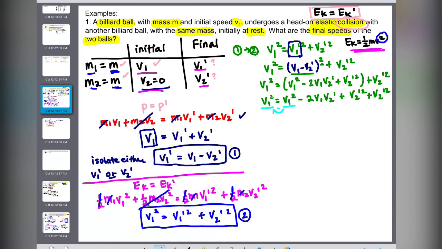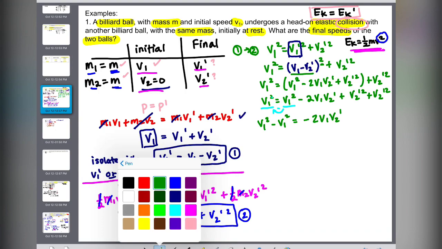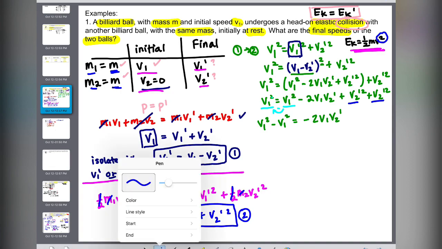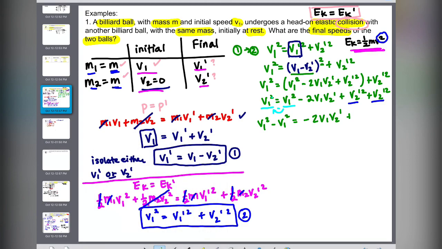But I'm still going to write it out. I just want to make sure you're following. So v1 square minus v1 square equals negative 2v1 v2 prime. The other like terms that I see are v2 prime square plus v2 prime square. Do you see how that's adding to 2 v2 prime square? v1 square minus v1 square is 0.